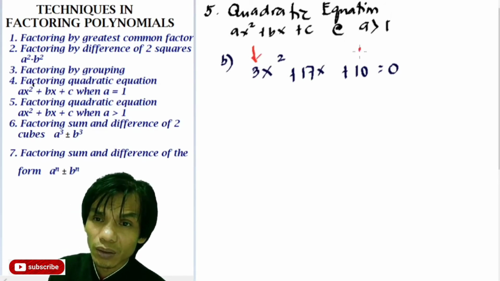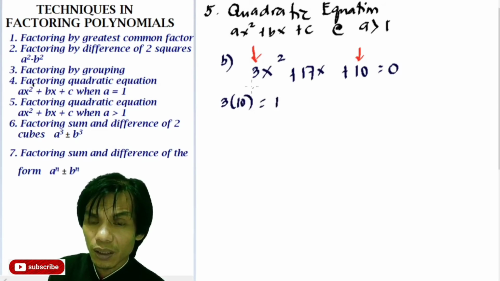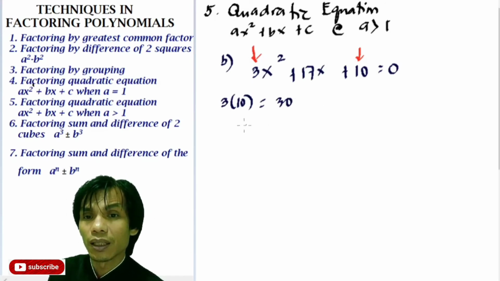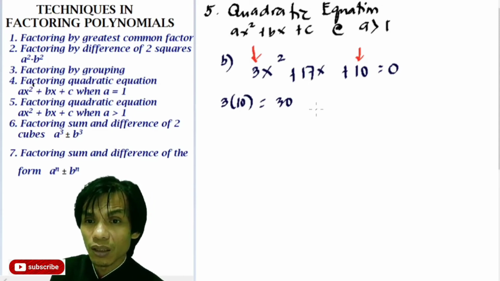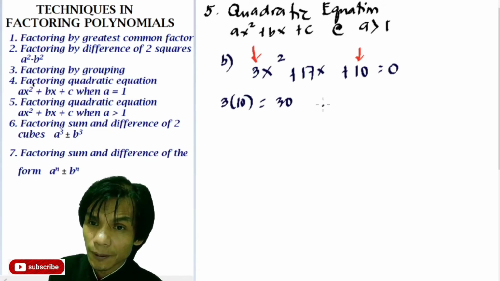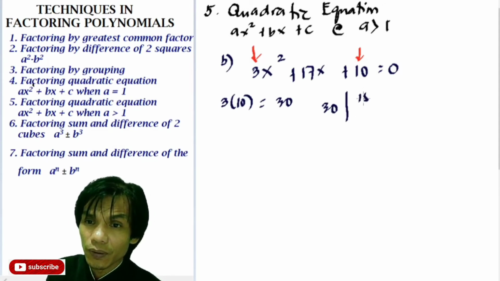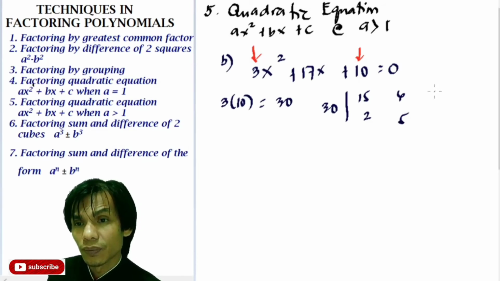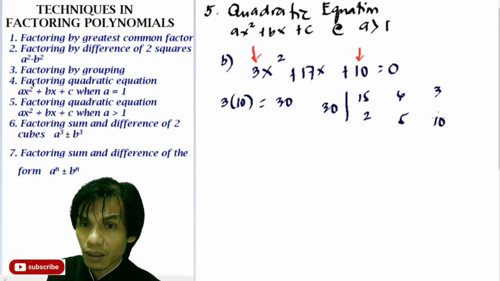numerical coefficient nung una at saka nung dulo, yung A at saka C. So, kung ipag-multiply natin yan, anong magiging sagot? So, we have 3 times 10. Of course, that is 30. Actually, kaya na nang sagutin sa utak nyo lang yon. Pero, for the sake, para maintindihan, ay isusulat natin. Ano factor ng 30 para mag-satisfy ng 17? So, yung 30 natin, example, ano yung factor niyan? Ang factor ng 30 ay 15 and 2. Diba? Ano pa? 6 at saka 5. Ano pa? 3 at saka 10. Yun yung factor nito.